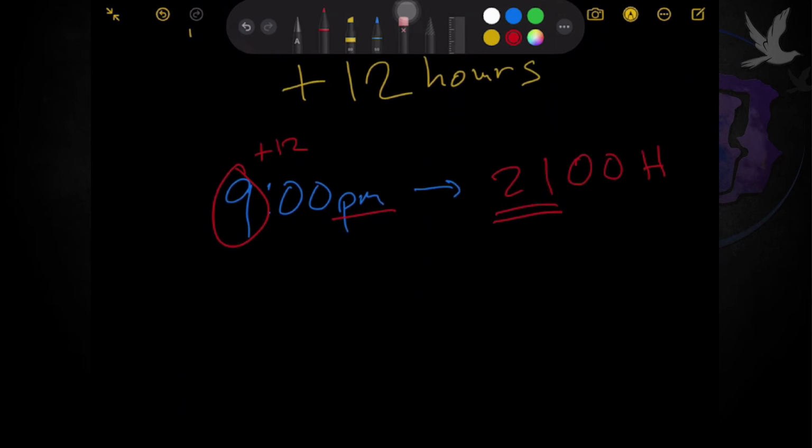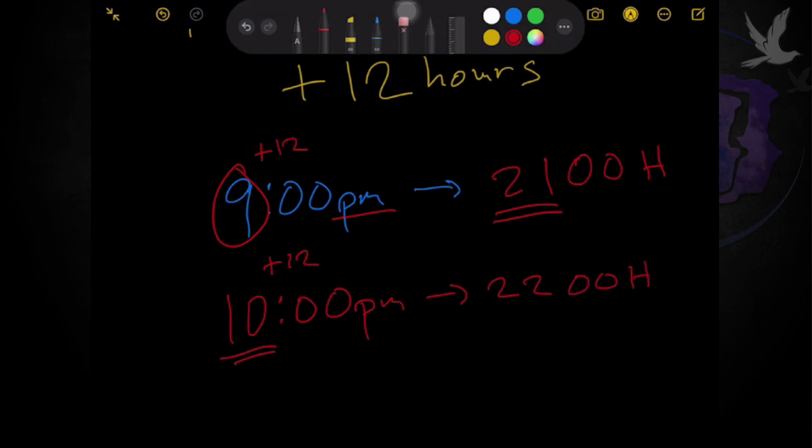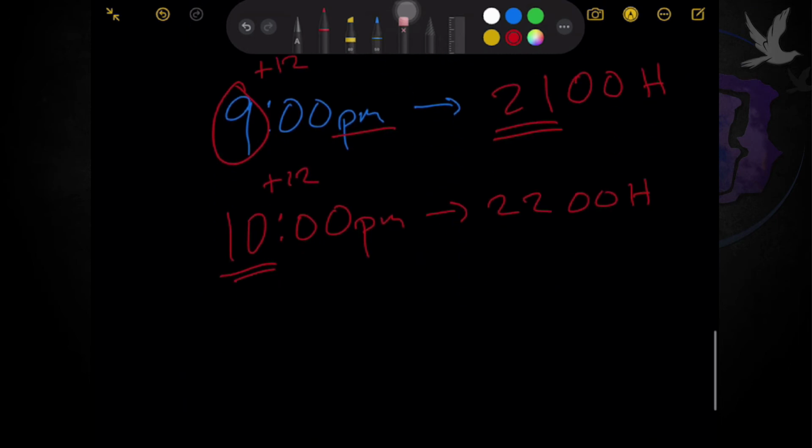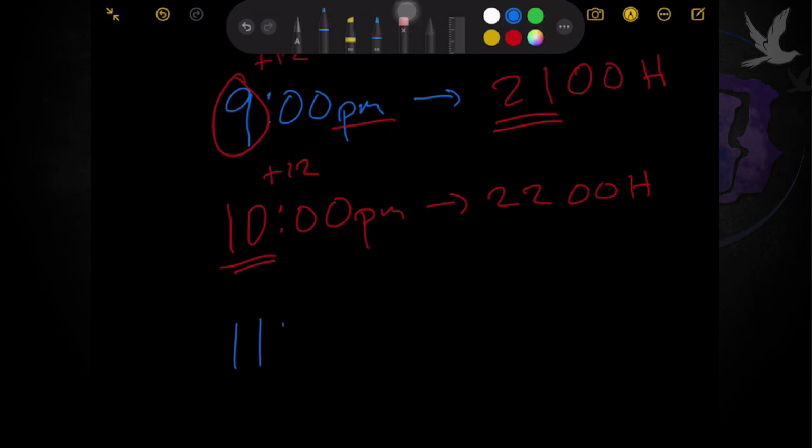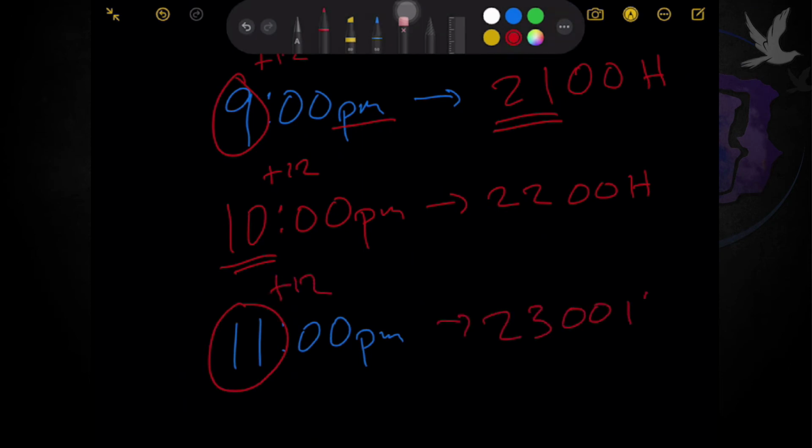Which means kung 10 o'clock in the evening, PM, so the same, take 10 plus 12 will give you 2200 hours. Okay? And of course, if 11 PM, most likely, you already know, plus 12 lang kayo, will now give us 2300 hours.